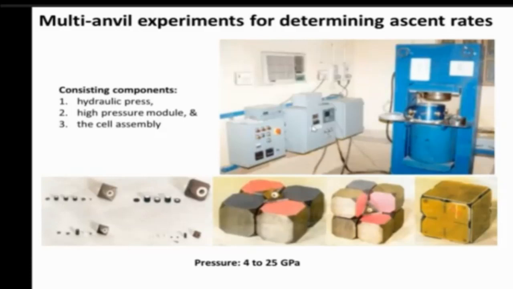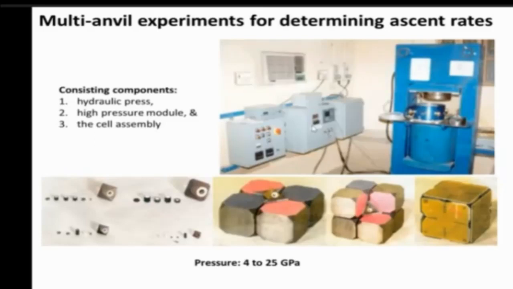Multi-anvil experiments are sometimes called large volume presses, as the volumes used in this setup are quite large in comparison with the diamond anvil cell. Although the large sample size hinders the achievement of high pressure and temperature, it offers uniform and reliable pressure-temperature conditions during the experiments, even though the pressure is far less than that of a diamond anvil cell. The conventional multi-anvil apparatus that I use can attain pressures in the range of 4 to 25 GPa, or 40 to 250 kilobar.